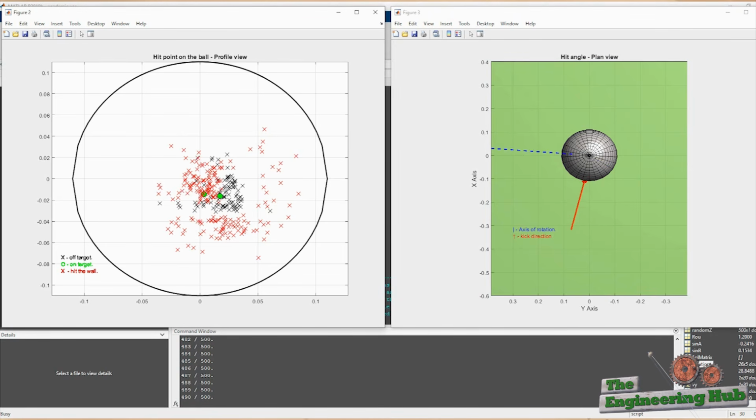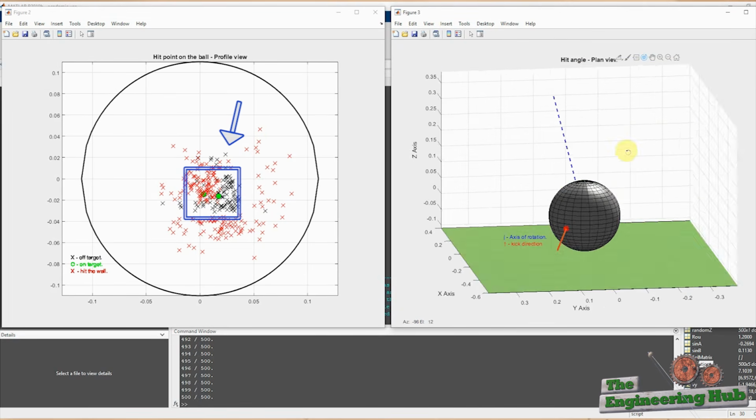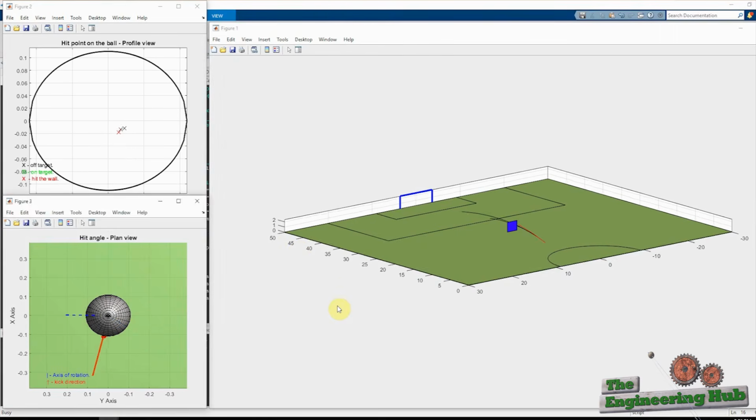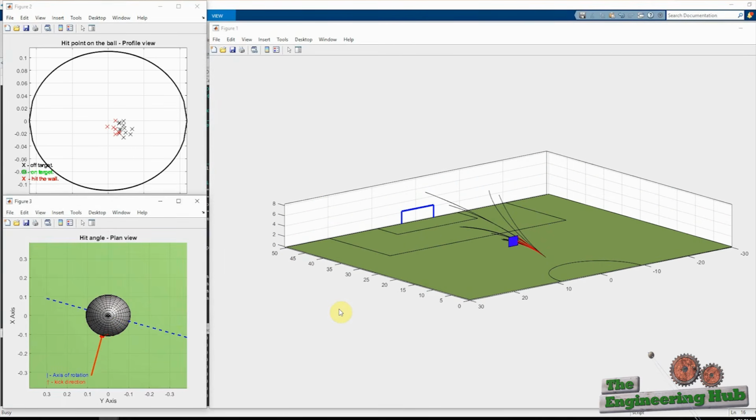Once I got a better idea of where the contact point should be, I focused the randomized shots in that area of the ball and observed the effects. Even though the kick points are fairly close to one another, the trajectories can still differ by as much as 30 meters.